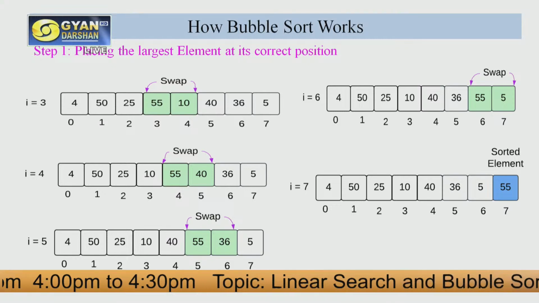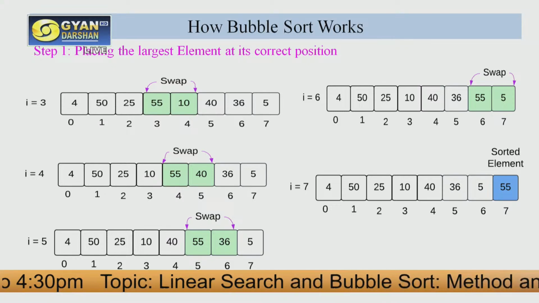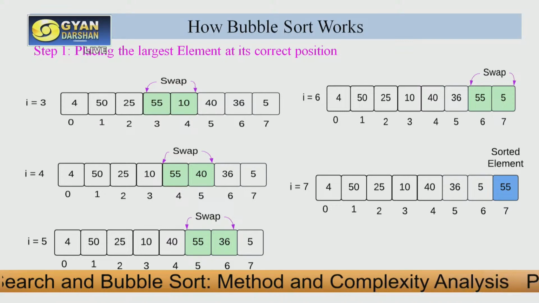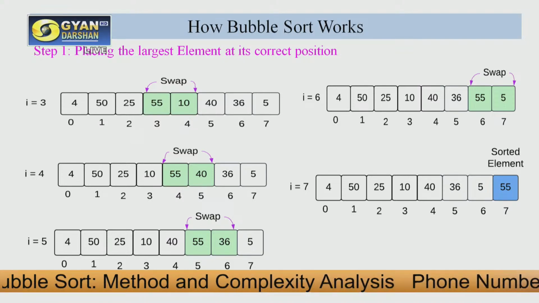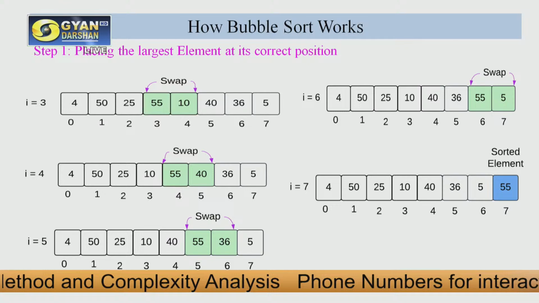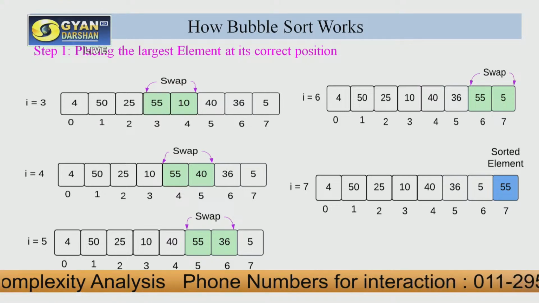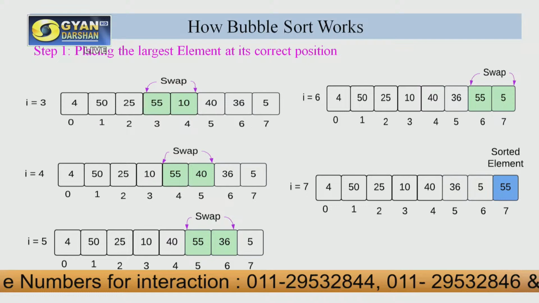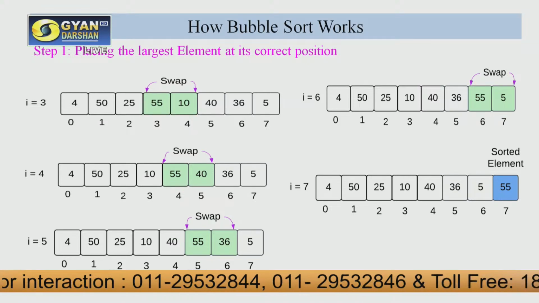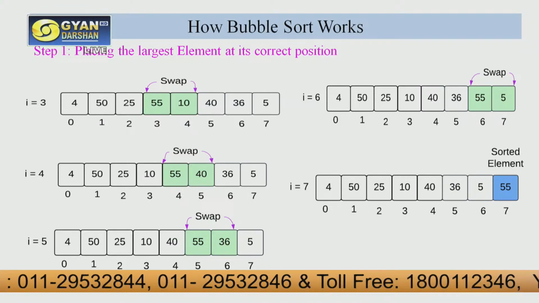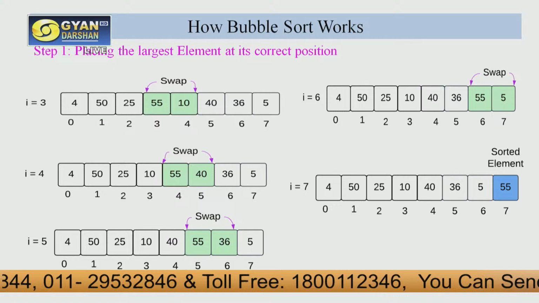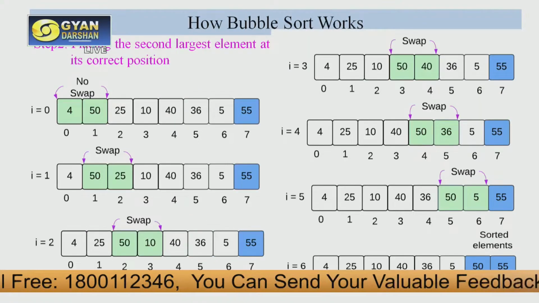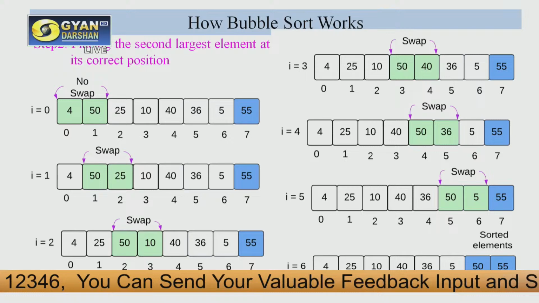That is, we will compare the first element with the second, second with the third, third with the fourth, and accordingly swapping will be done if required. We will do this up to the n minus 1 position, that is index number n minus 2. After doing this, the second largest element will be placed at the second last position. Here it is shown in this slide, pass 2.